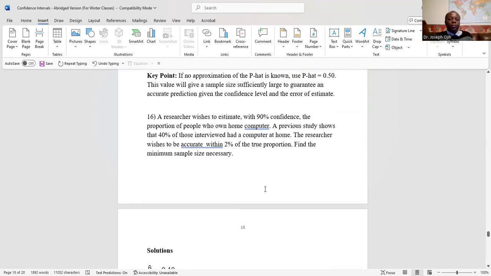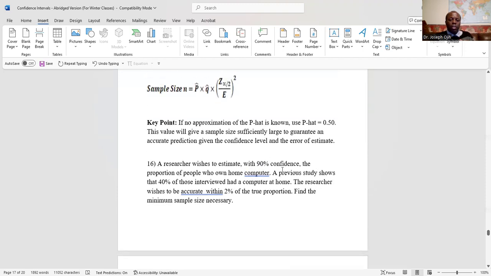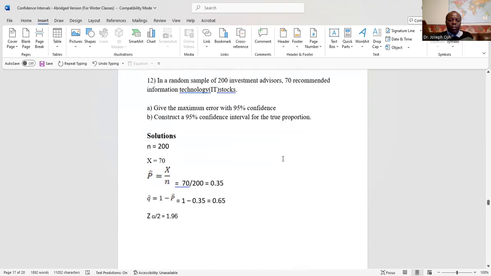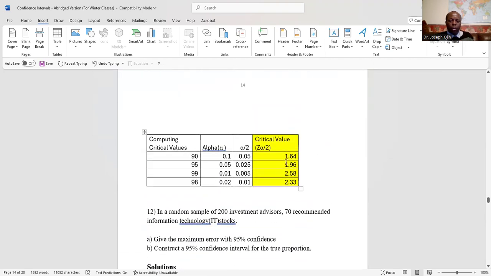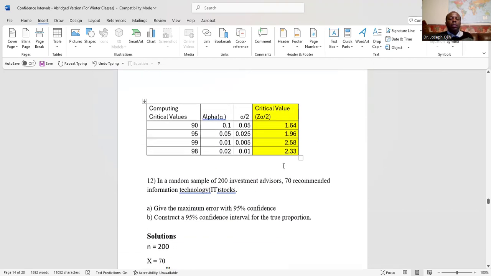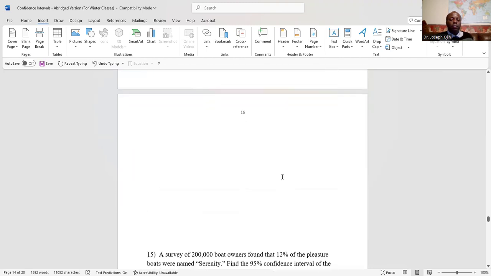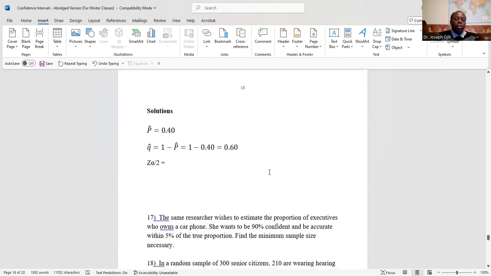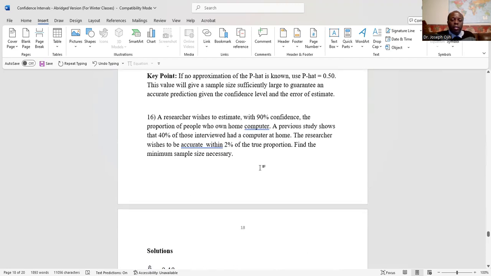But again, we did that for 90%. We did it here. Remember, we got it as 90%. Critical value for 90% is 1.64. So we go and put it right there. 1.64.